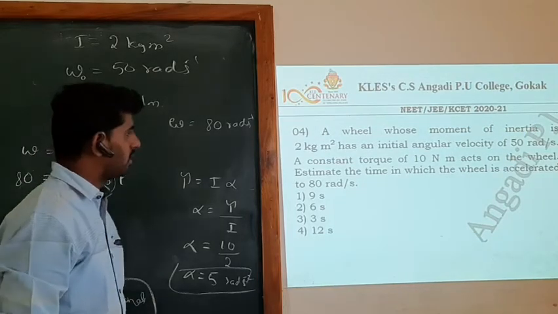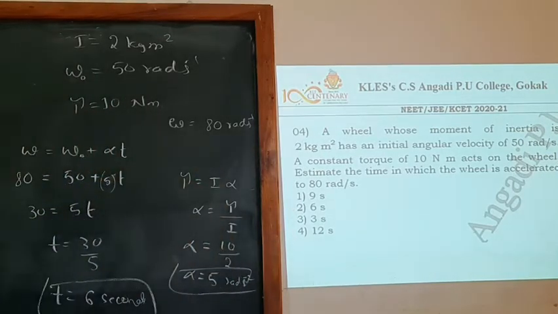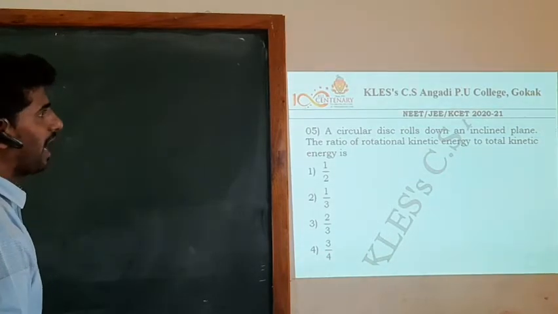Okay, here option number 2 is the answer. That is 6 seconds. Question number 5. A circular disc rolls down an inclined plane.